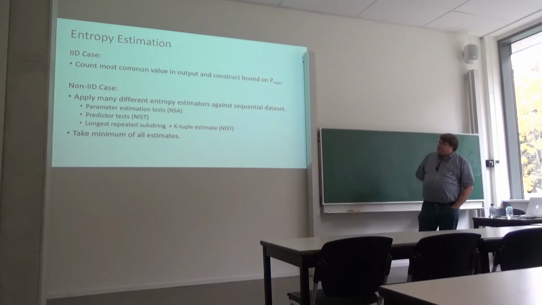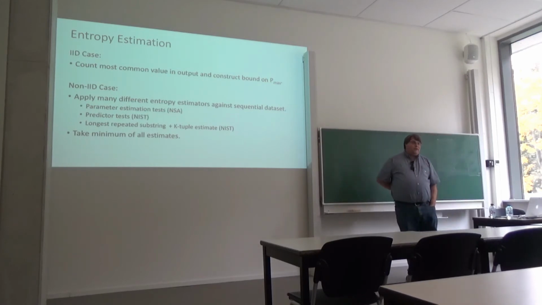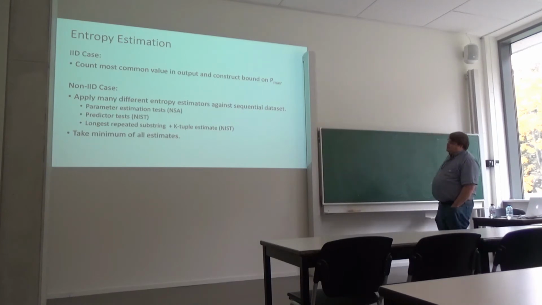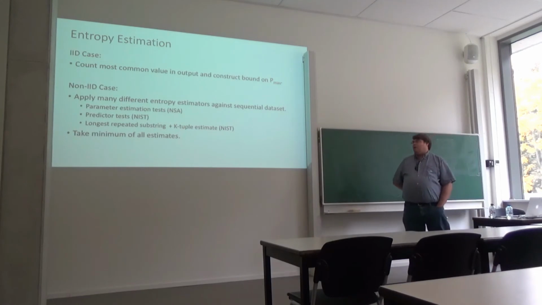On the other hand, the non-IID case is much messier because now we're saying we don't know what the distribution is. All we know is that it's not IID. So we now apply many different entropy estimators. And the idea is that we have these three different categories.